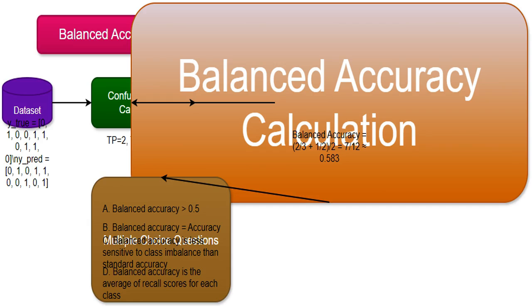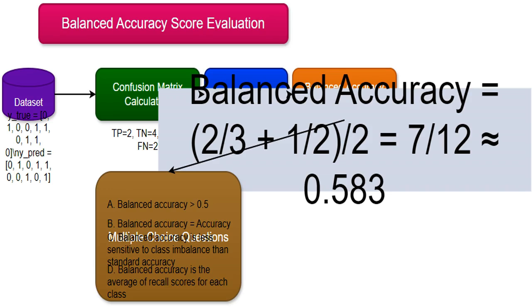I compute the balanced accuracy by averaging the recall of class 0 and the recall of class 1. This gives a balanced view, not skewed by class imbalances. Adding the two recall scores and dividing by 2, I get approximately 0.583. This is my balanced accuracy score.